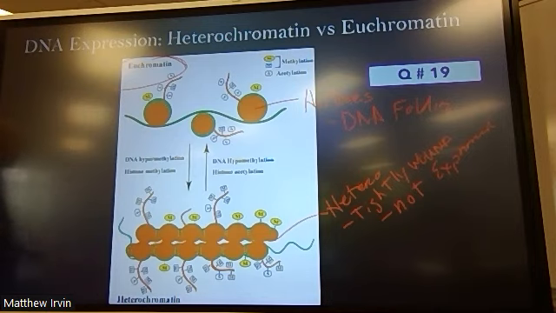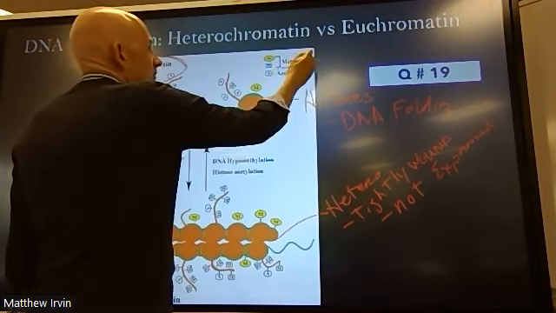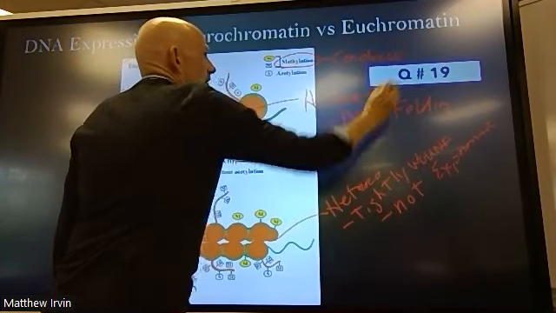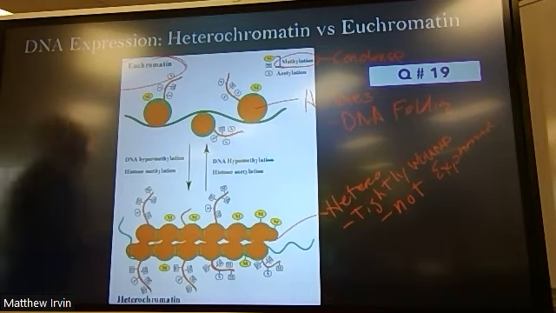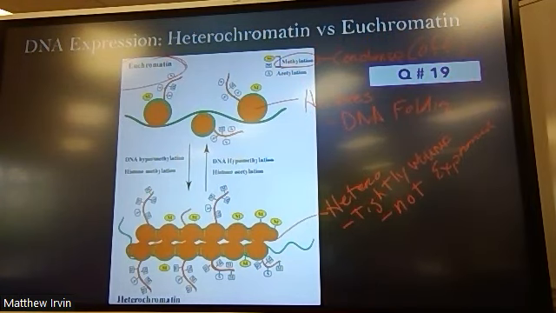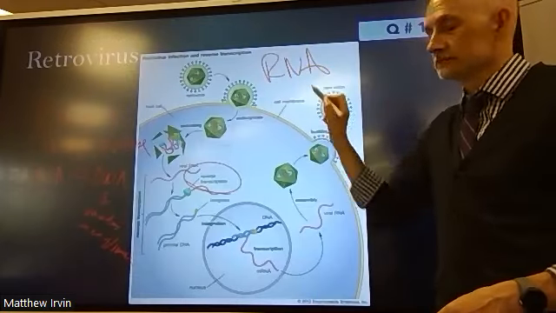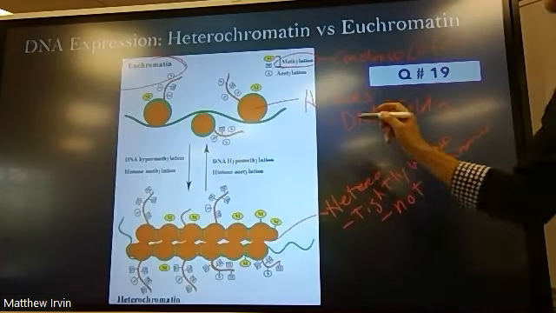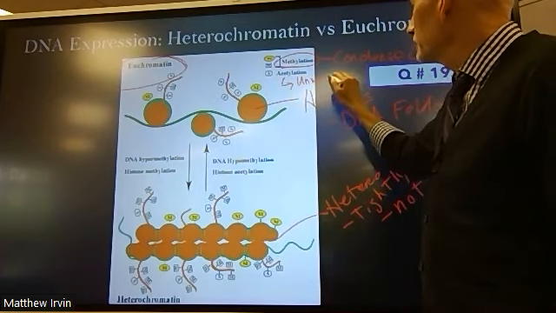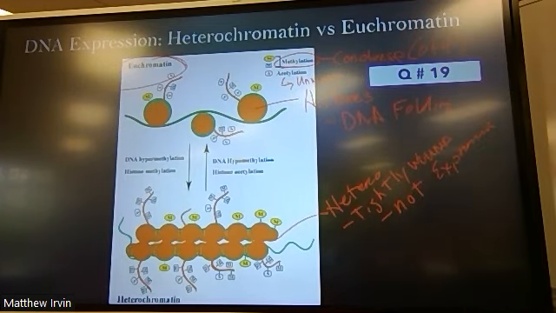We can take euchromatin into heterochromatin if we methylate it. So methylation is going to condense our DNA, turning it off. But if we've got histone proteins, we can also acetylate them. When we add acetyl groups, this unwinds the DNA to allow it to be expressed. Methylation is usually irreversible, not always.